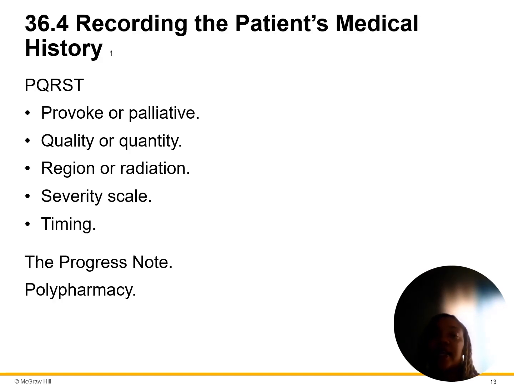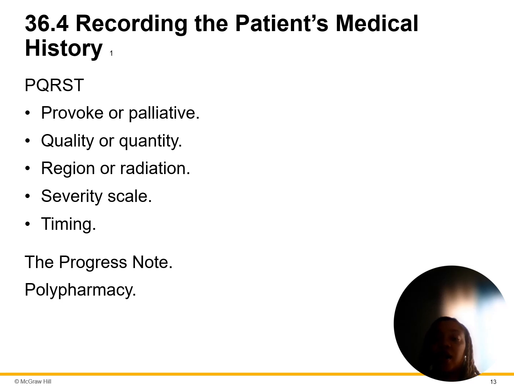Okay, so let's take a look at another acronym, which is PQRST. These all have their own meaning behind them. As we look at the letter P, P stands for provoking factors or palliative. So those will be some questions that you want to ask when dealing with the patient's symptoms and talking about when it actually started. Palliative kind of deals with how the person feels.